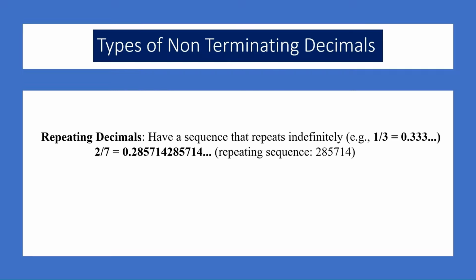The first is repeating decimals. They have a sequence that repeats indefinitely. So when you divide 1 by 3, you get 0.3333. One more example, 2 by 7: 0.285714285714. It goes on repeating, and the repeating sequence here is 285714. Usually a bar is written on the top of the repeating part.